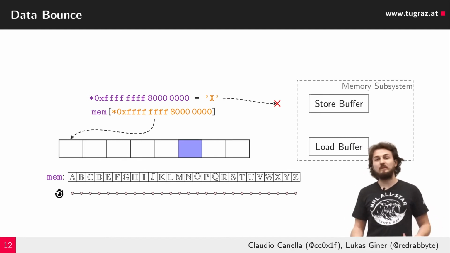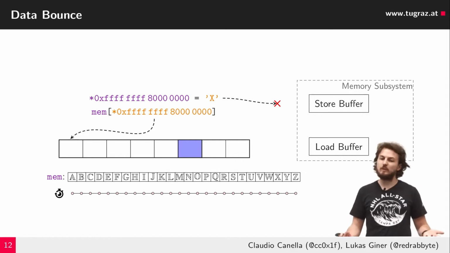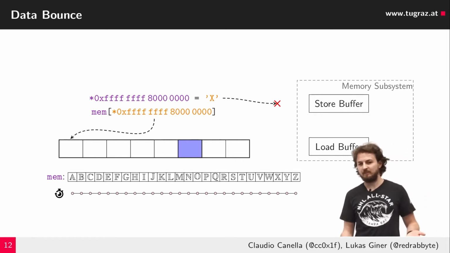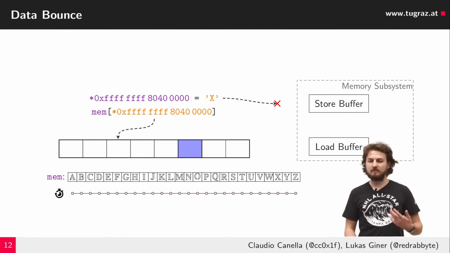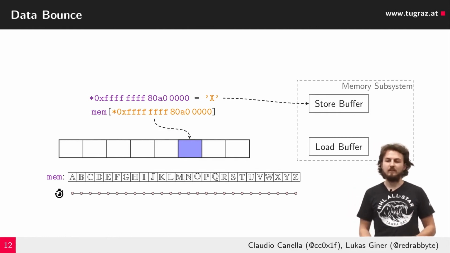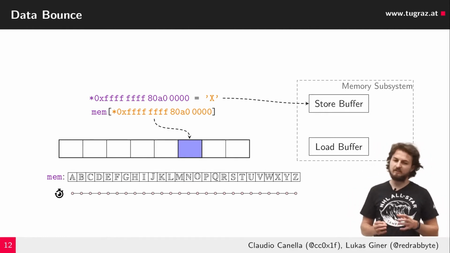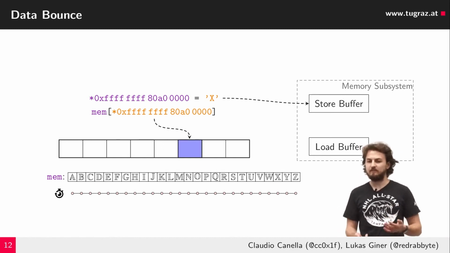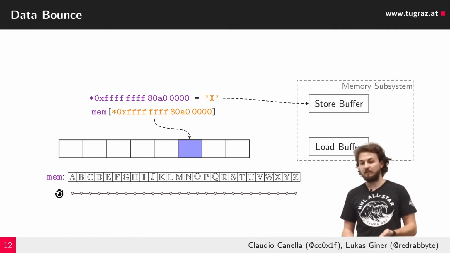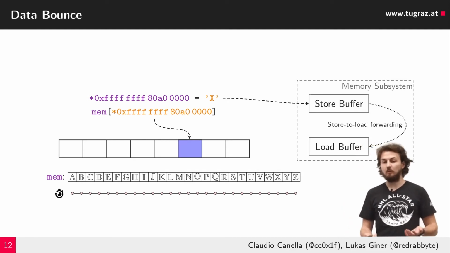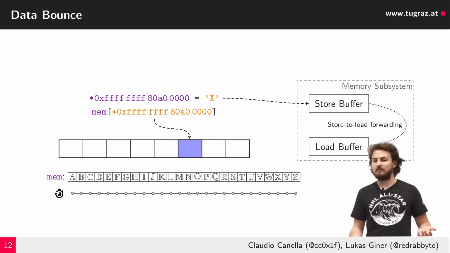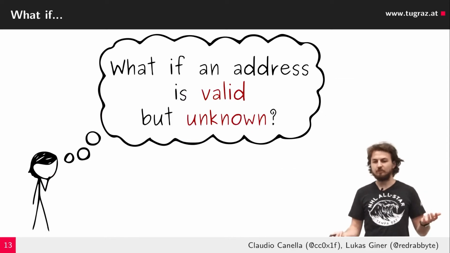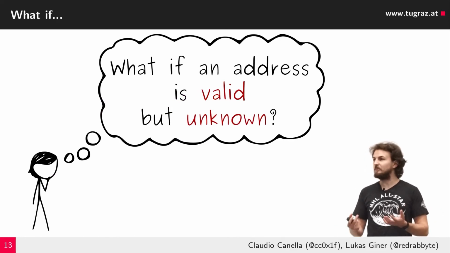In the first example, we see that there is nothing mapped. Yeah, so based on the description, we cannot get store to load forwarding because we cannot get a store buffer entry. And we can repeat this and nothing ever happens, until at one point we see that there is something mapped. So now we have a valid address, we write our X there, we can get a store buffer entry, and when we then load from this address again, we get store to load forwarding, and we should see this hit on the memory.